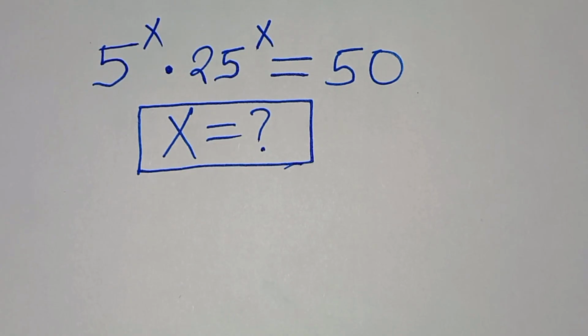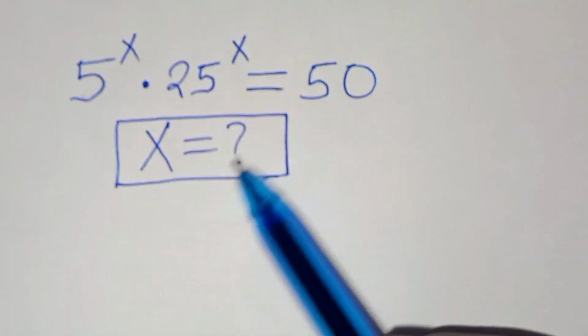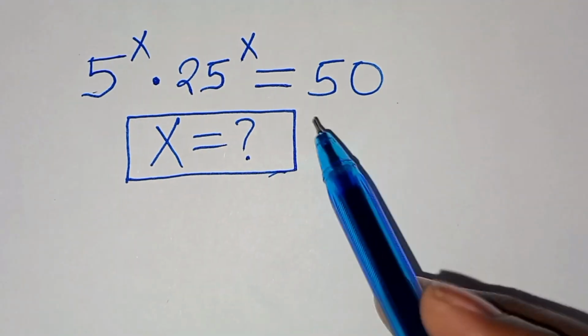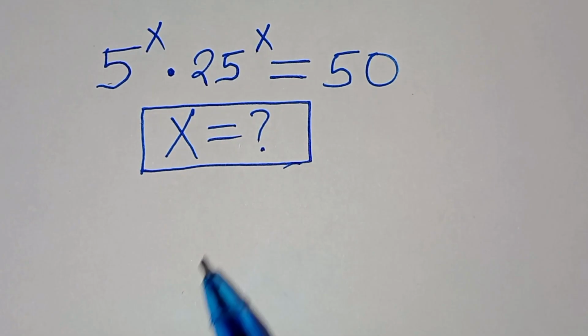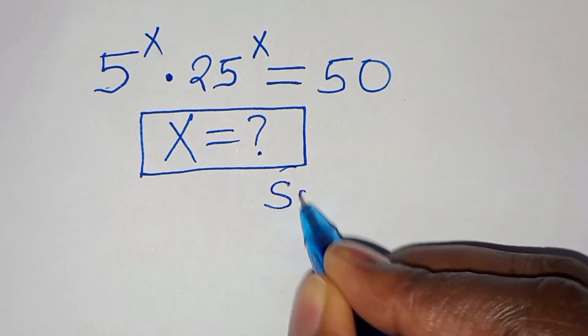Everyone, you're welcome to solve this nice exponential equation, which is 5 to the power of x times 25 to the power of x. This is equal to 50. So what is the value of x? Now let's provide a solution from here.